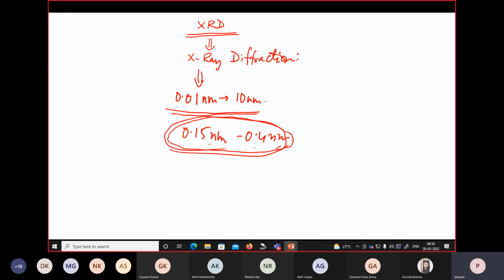Now in case of a crystal, interatomic distance or say lattice constants are of this order, so we are using X-ray. We can't use visible light, infrared, gamma ray or UV light. We have to use X-ray because that range and this range basically coincide, right? So what we do, we shine our sample with X-ray.